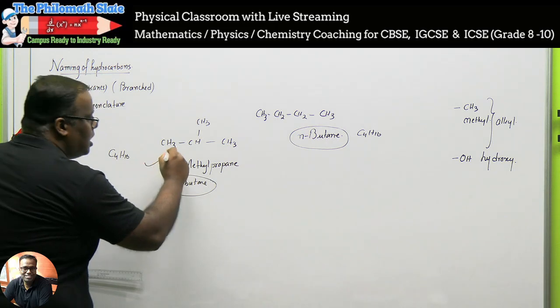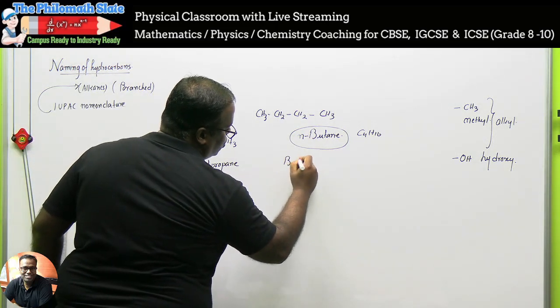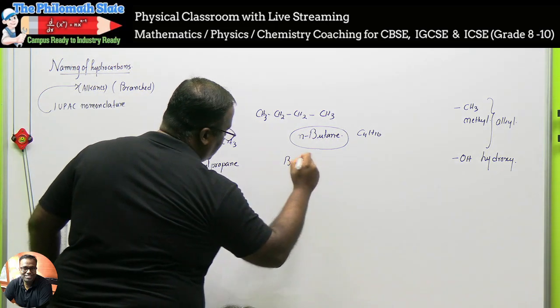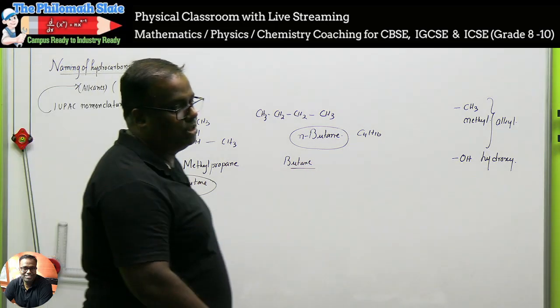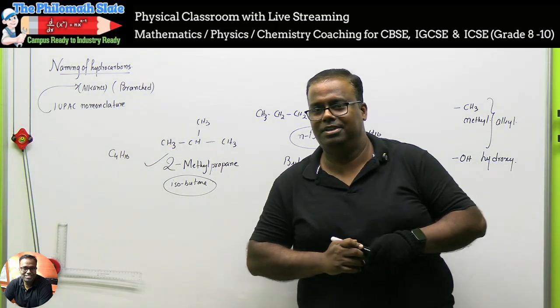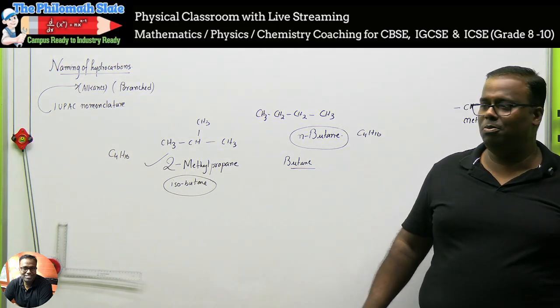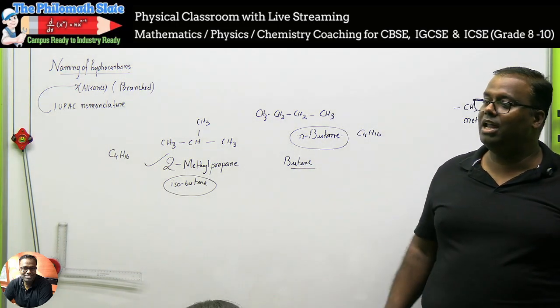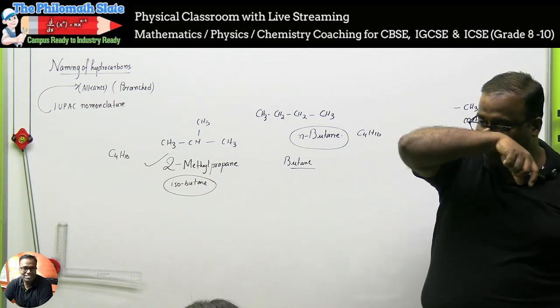But this is IUPAC name. So how should you write? Sir, I should write butane and I should write 2-methyl propane. समझ में आया? Alkane naming थोड़ा बहुत. Shall we try one alkene naming? ठीक है, alkene का naming देखते हैं.